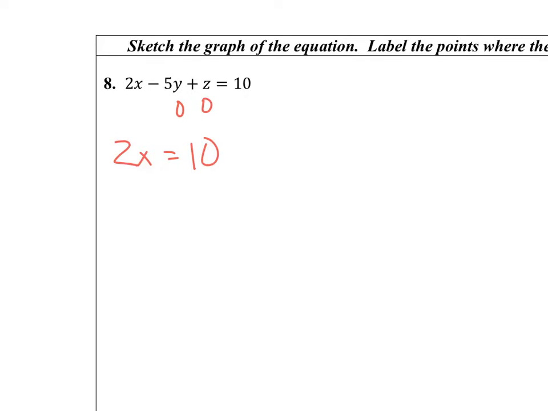And then you got to find the y, so you're going to plug a 0 in for x and a 0 in for z. And you're basically going to say negative 5y equals 10. And then lastly, you're going to plug in a 0 for x and y, but not the z. Well, there's a tough equation to solve. Z equals 10.